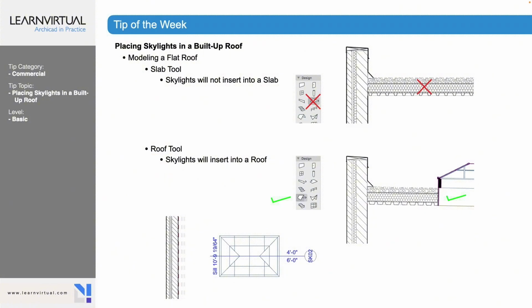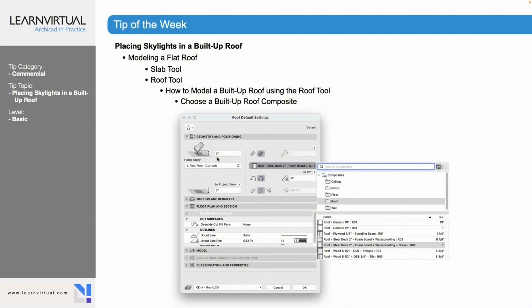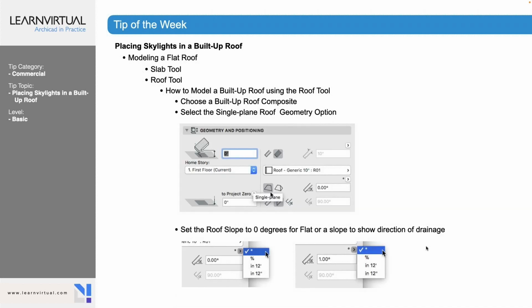So the way you do that is to, as I mentioned before, you need to actually draw the roof, not a slab. If you draw a slab, you cannot insert that skylight into it, so you need to use the roof tool, and then you can insert the skylight into it. The skylight would then automatically cut that hole. So as I mentioned, you choose the built-up roof and the composite here, and go ahead and draw that.